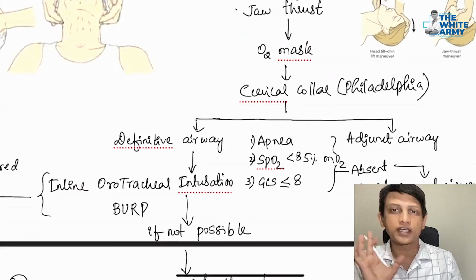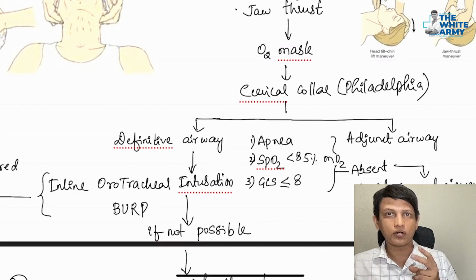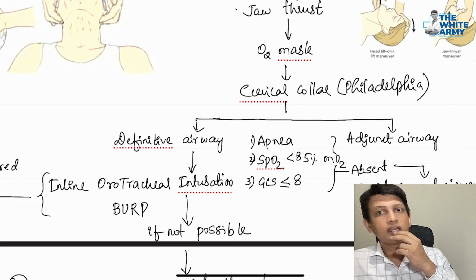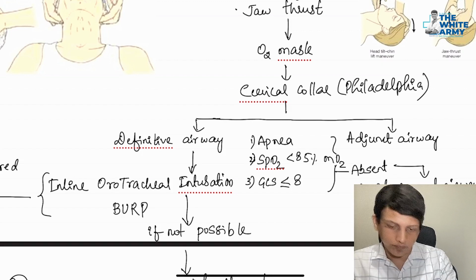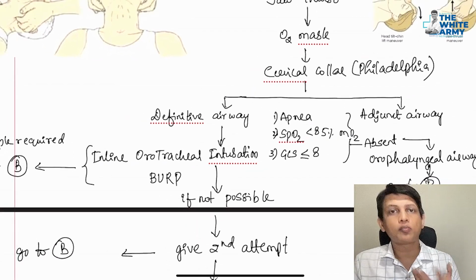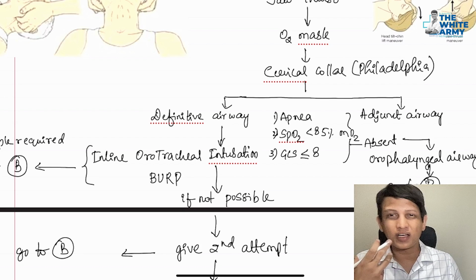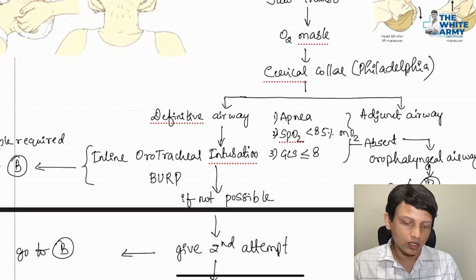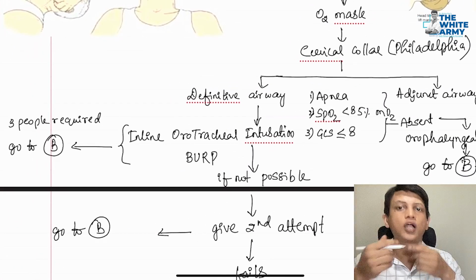Once you secure the spine, then you have two options. Because the airway may collapse again, you have to secure a definite airway. If not available, then you can go for an adjunct airway. The definite airway is in the form of intubation, orotracheal or nasotracheal. Usually we do orotracheal intubation. Minimum three people are required: one to hold, and two people to intubate.